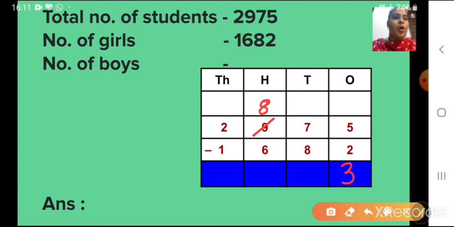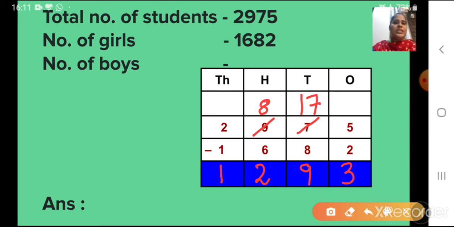Now children, we got here 100. 100 is equal to how many tens? 10 tens. So it is 10 tens plus this 7 tens, which is equal to 17 tens. So cut 7 and write 17 here. Now it is possible, children? Yes. 17 minus 8. What is 17 minus 8? 9. Right. Then at the hundreds place we have 8 minus 6, which is equal to 2. And at the thousands place we have 2 minus 1, which is 1.